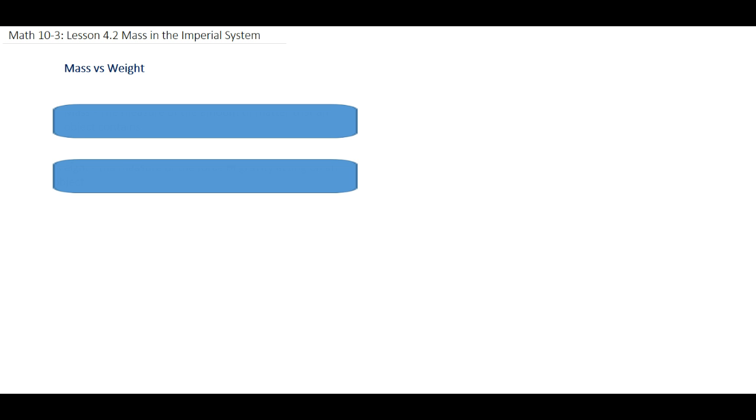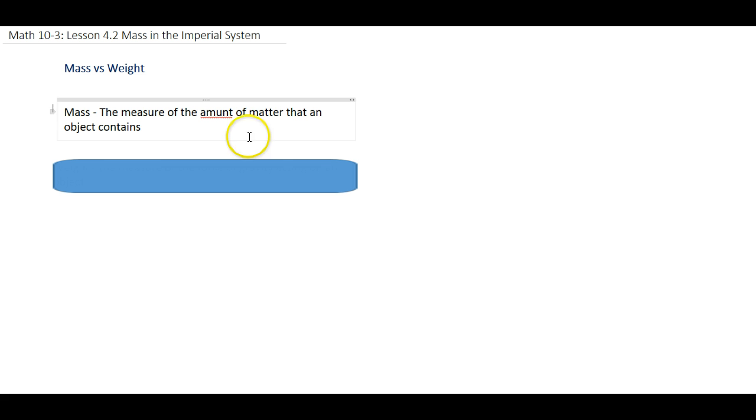don't actually deal with mass, we deal with weight. And we equate them, and they're slightly different. So let's just take a look at what our definition of mass is. Ooh, typo there. Let's fix that. So the mass is the measure of the amount of matter that an object contains.